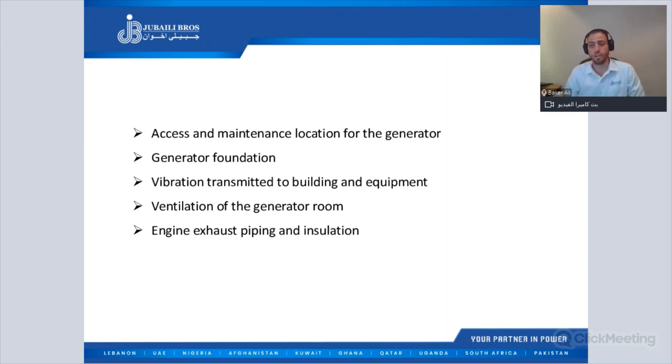So there are many factors affecting the generator installation. Today we will be discussing five of these factors, which are access and maintenance location for the generator, generator foundation, vibration transmitted to building and equipment, ventilation of the generator room, and engine exhaust piping and insulation.